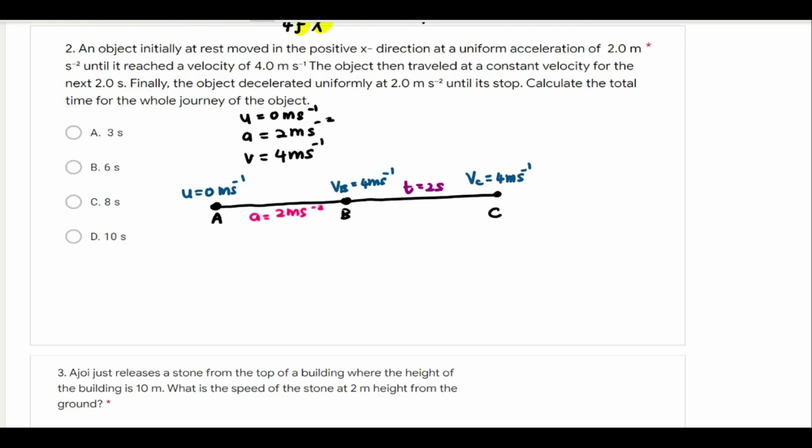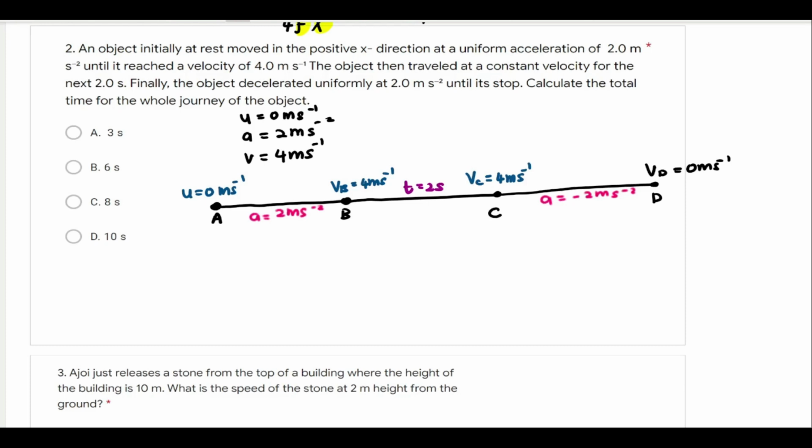Finally the object decelerated uniformly at 2 meter per second squared until it stops. Dia teruskan perjalanan daripada C sampai point D, and then dekat point D the object stops. Deceleration of the object A is equal to negative 2 meter per second squared. Itu saja maklumat yang kita ada. So soalan minta kita calculate the total time for the whole journey.